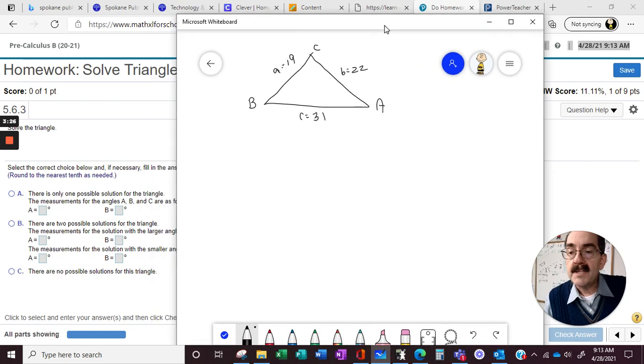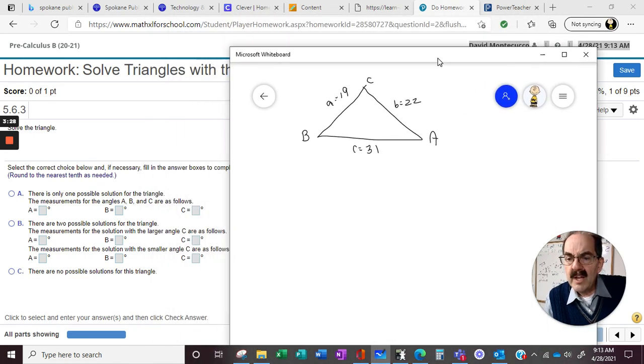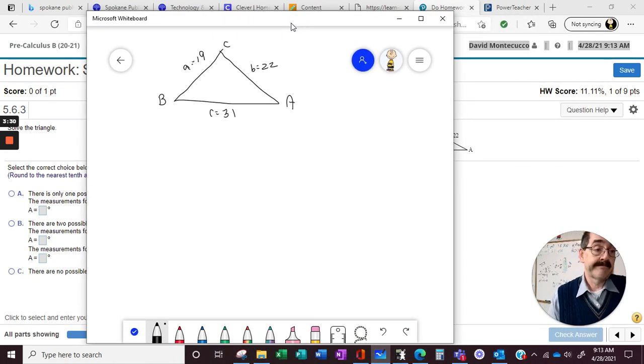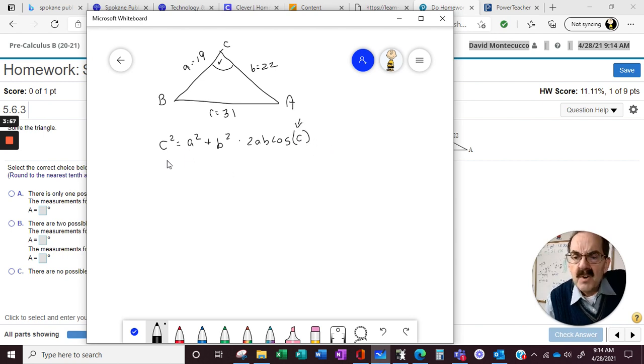Now, what are they asking for? We need all three angles. So we've got to just start somewhere. Just for fun, since we're used to writing a squared plus b squared equals c squared, let's do it that way. This will be the first one we pick. So c squared equals a squared plus b squared minus 2ab cosine c. And this is what we're going to look for. Let's get started.